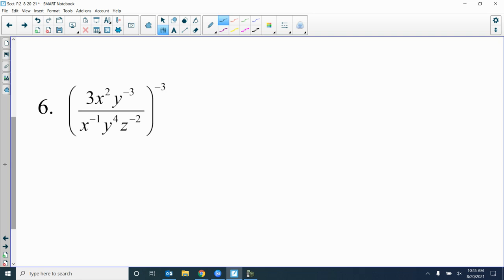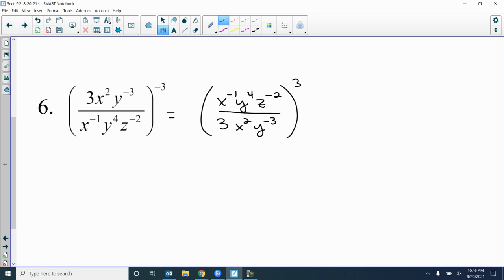What I would do is, since you have a negative exponent on the outside, I would use that very last rule where you make that a positive. When you do that, you will flip the numerator and denominator, but when you flip that, everything stays the same. You don't change any of the inside exponents. So it'll be x to the negative 1, y to the 4th, z to the negative 2nd over 3x squared, y to the negative 3rd.